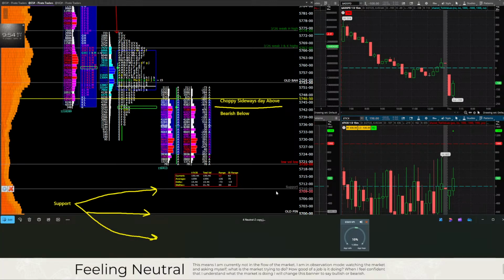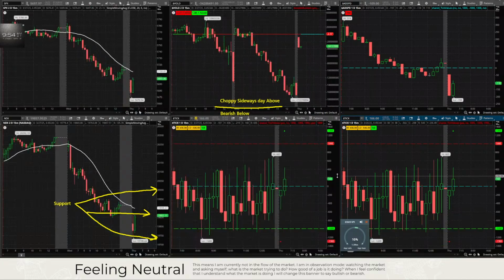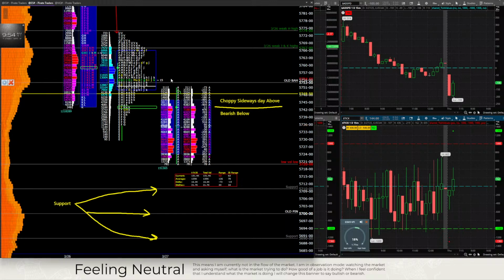Okay? So if I'm in a short, I'm stopped out now, and I'm saying I don't want to be short anymore because the odds are shifting. The odds are now favoring a sideways choppy day where we just bounce up and down through 57, 53 a bunch of times. So let me wait for more information.